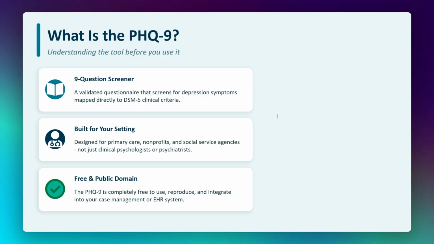Another nice thing about the PHQ-9 is that it's not just for licensed clinicians. It's a screening tool, and it's simple enough for anyone to use. Those on outreach teams, social service environments, and primary care settings. And here's a practical win. The PHQ-9 is completely free and in the public domain, so you can use it without any licensing fees. At the end of the video, I'll show you where you can get a free digital copy.